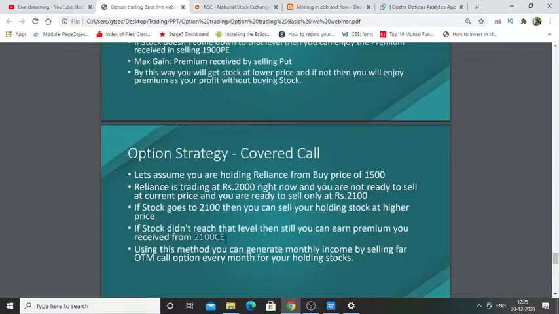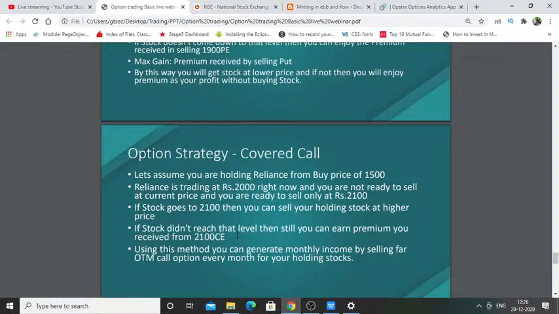Let's assume you have collected a premium of 50 or 100 or whatever it is. You will get the profit. So you can generate monthly income by doing this all the time. If the stock is trading at 2000, you can start selling 2100 or 2200 or whatever price you are comfortable with on the higher side. You can collect the monthly premium. So apart from the investment returns, you will gain some profit by selling these options as well.